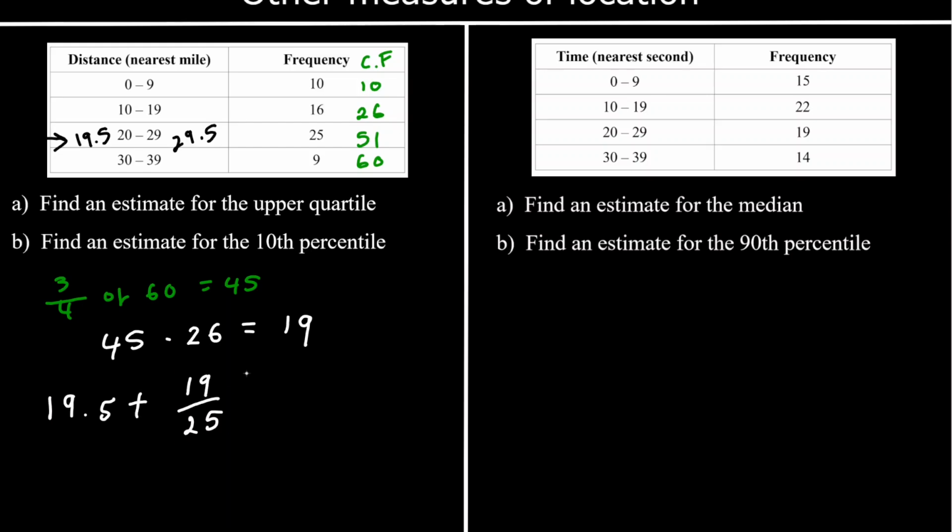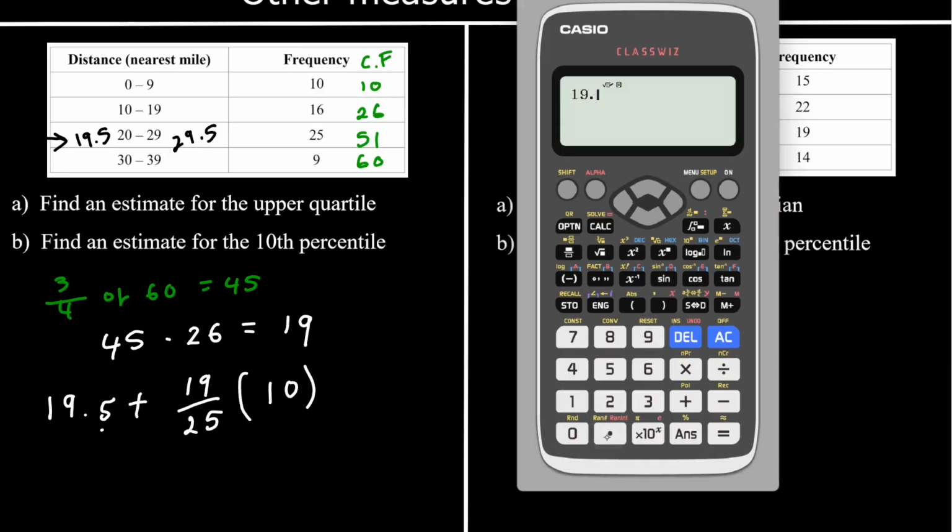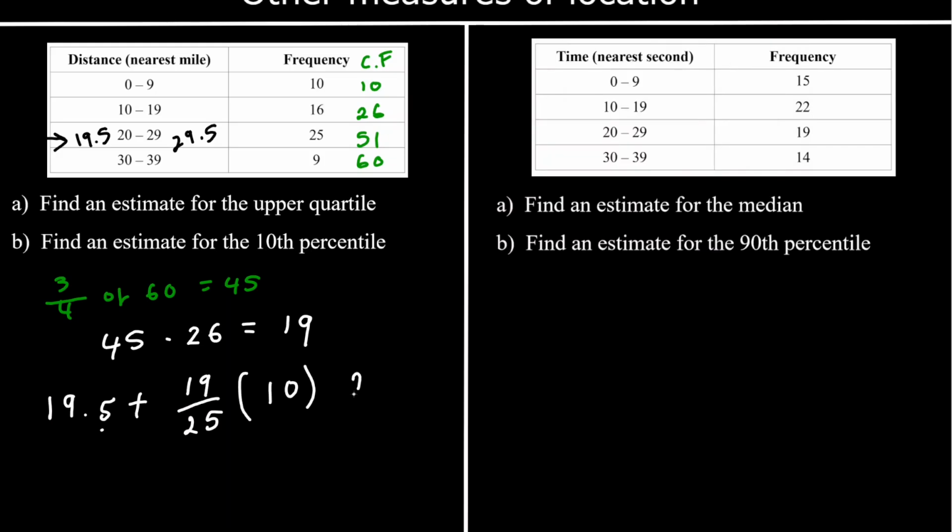So for interpolation, we're going to have our lower bound, which is 19.5, plus the fraction we want to go into, times how wide the group is. 19.5 to 29.5 has a class width of 10, so it's times 10. So our lower bound plus the fraction we want to go into times the class width. 19.5 plus 19/25 times 10 is 27.1. So it's 27.1 miles, and that is our estimate for the upper quartile.